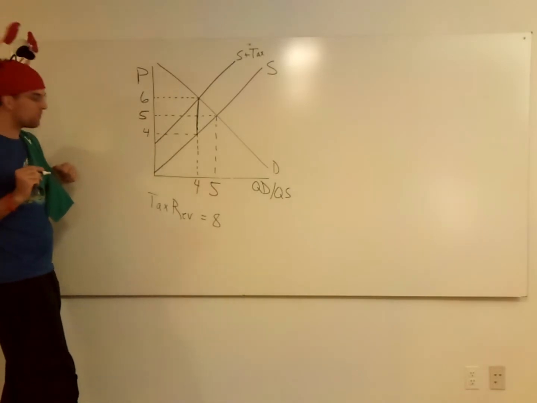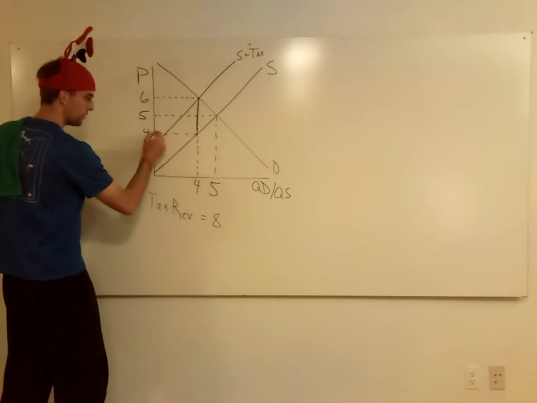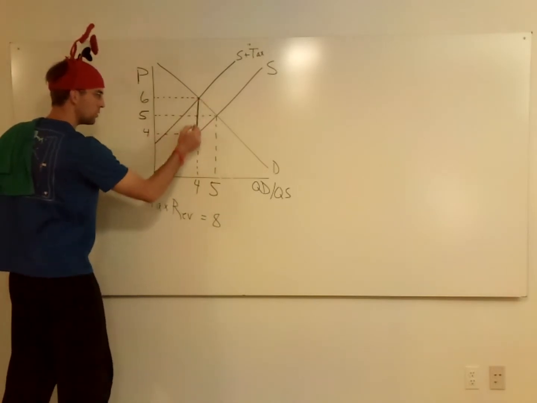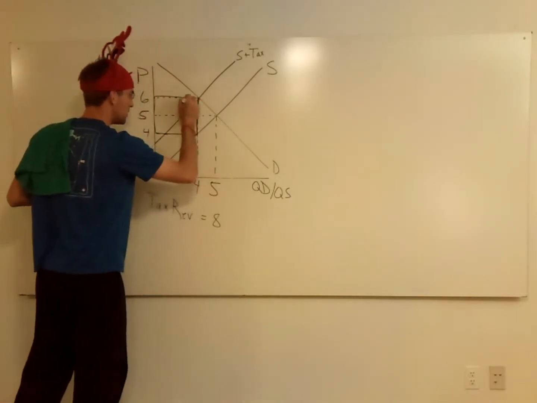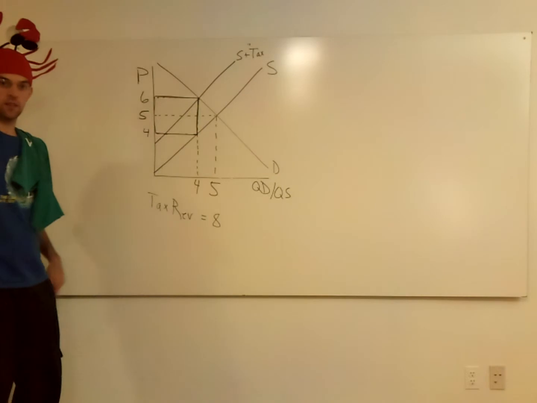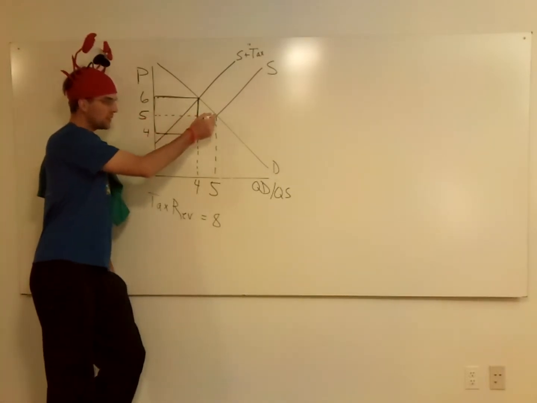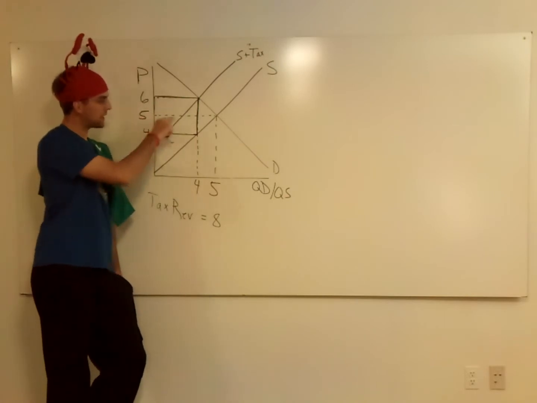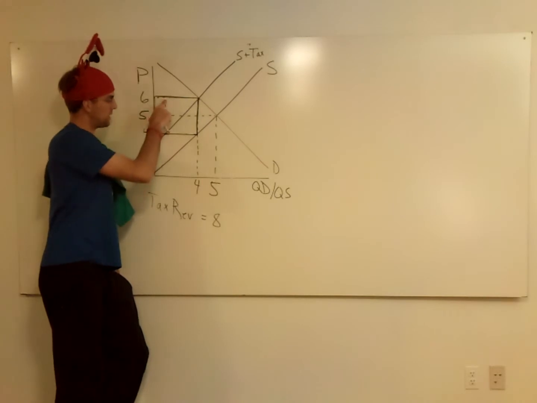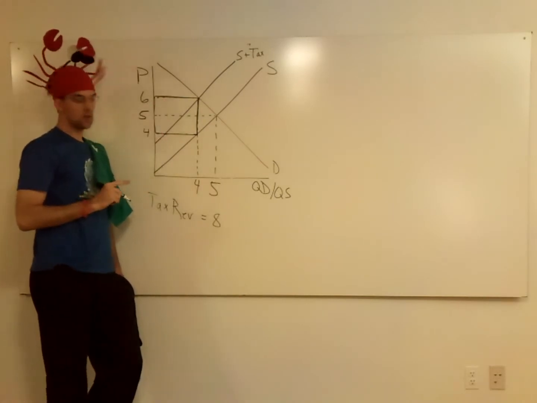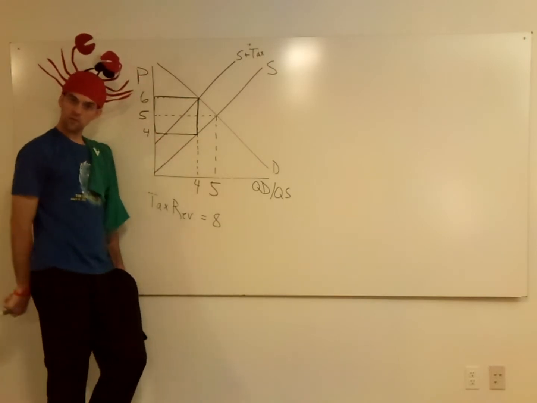Now, can anybody find the area of tax revenue, which is $8? Pause it, take a second. Can you find it? Let's see. This is 4 here. This is 2 here. So your tax revenue is right there. You'll notice it is split down the middle by this dotted line. So you get a top half and a bottom half. Do you remember what those are?